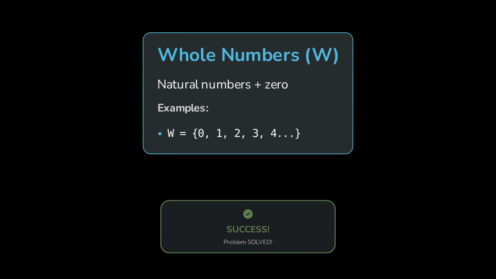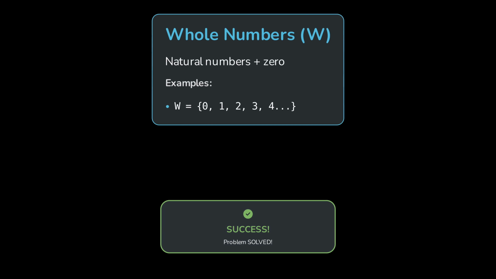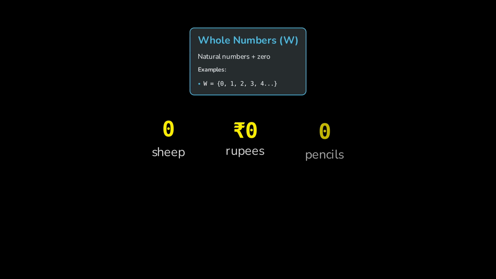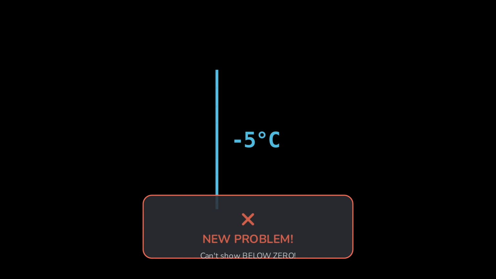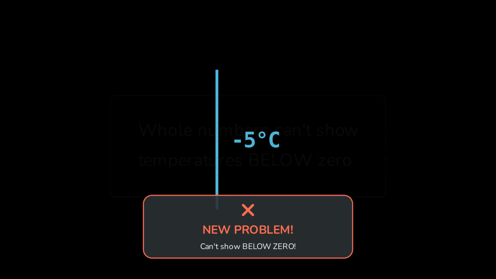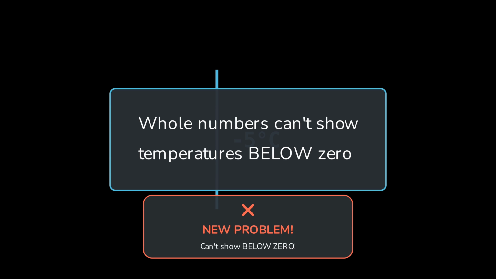Problem spotted. So mathematicians solved this by inventing whole numbers. Natural numbers plus 0. Now we can count 0 sheep, 1 sheep, 2 sheep. 0 represents nothing. No sheep, 0 rupees, no pencils. Problem solved. But wait, winter arrives. The thermometer shows -5 degrees. Whole numbers can't show temperatures below 0.